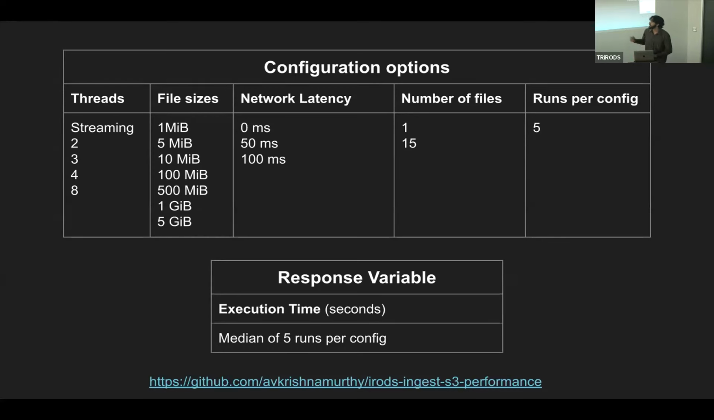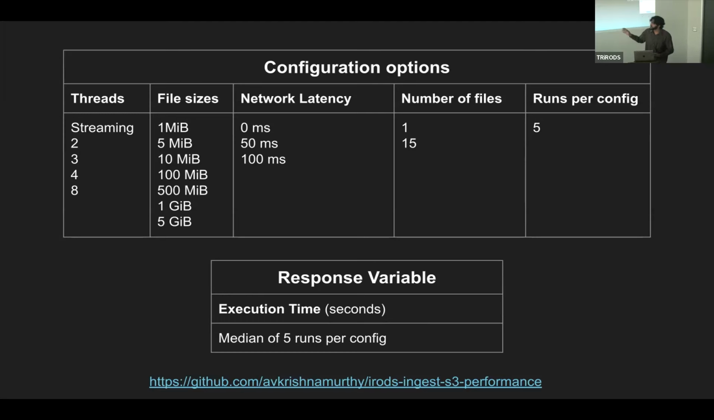And then for the network latency, since my MinIO S3 bucket is on my local virtual machine, I wanted to add some network delay to mimic a more realistic environment. So that's what I'm doing there. And then the number of files was either 1 or 15 files.